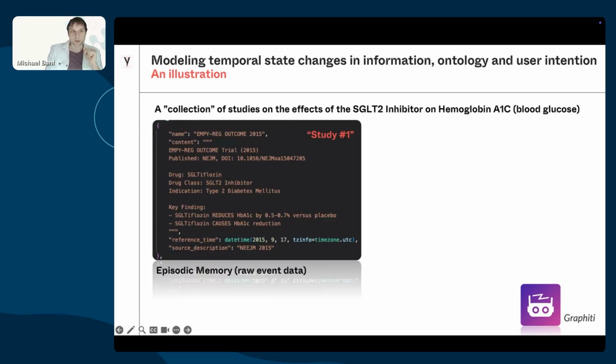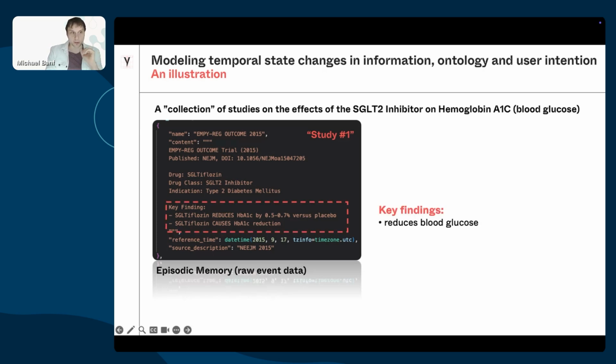And as I mentioned, to give a quick example here, we fabricated two scientific studies describing the effects of a certain inhibitor on blood glucose levels. And here we have one study from 2015, some fictitious study where we basically designed some fictitious drug, SGLT-I flow sign, that is described in its key findings. We're following here a little bit of the formatting of the Graphiti library, which we used to build this example, where the key finding is that it reduces blood glucose levels.